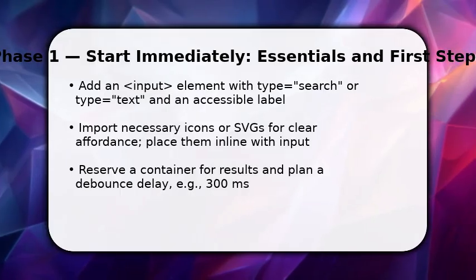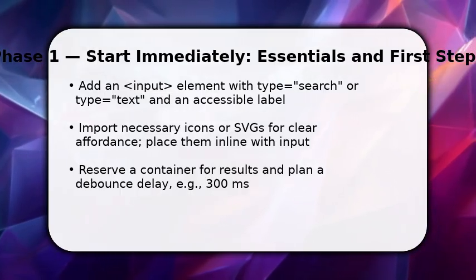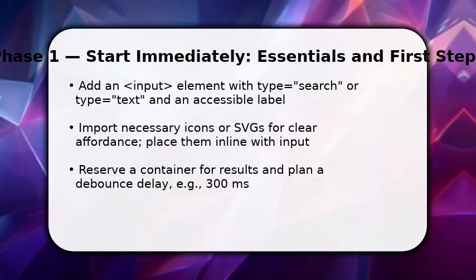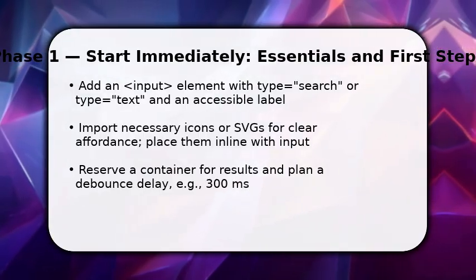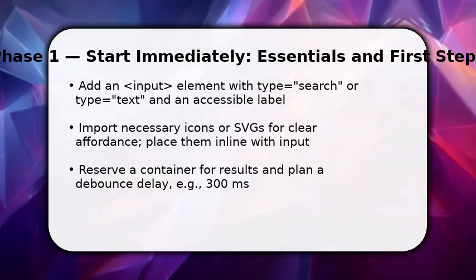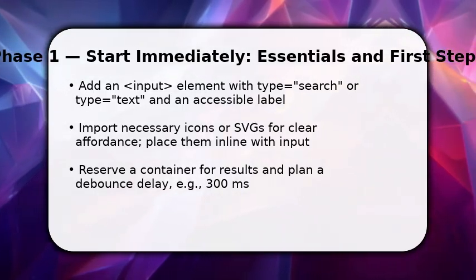You begin by creating the search field and the minimal structure. Add an input with type equals search and a visible label so screen readers find it. Once done, insert an icon or SVG inside the control for affordance and add a results container beneath it.